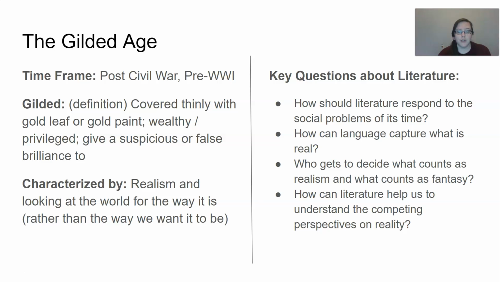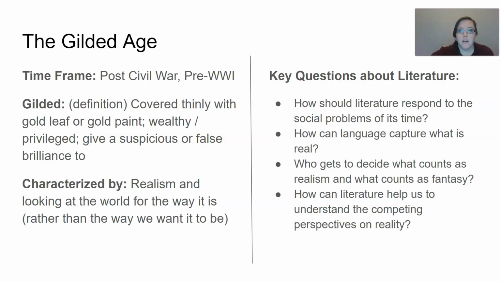Should literature offer a fantasy of what it would look like if we solved these social problems? Should literature offer a fantasy of what it would look like if we didn't solve these social problems? How should literature respond? And there's not obviously one way to answer that. How can language capture what is real?